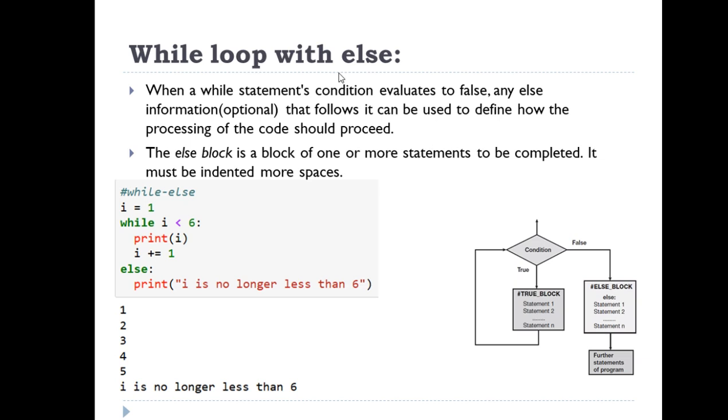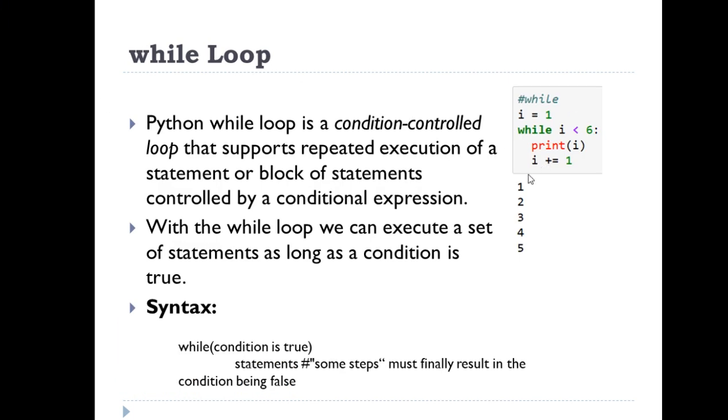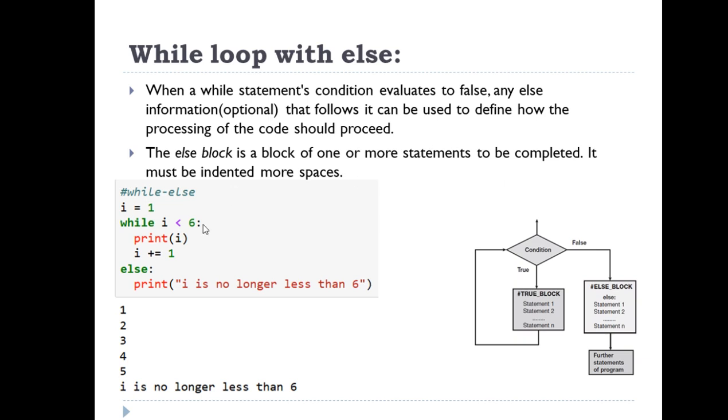The second one is while loop with else. It is just similar to the previous one, except that now you have an else condition here. So this is the syntax. The same program has been altered here. While i less than 6, until the i value is less than 6, it will go on printing 1, 2, 3, 4, 5. Once i becomes 6, these 2 statements would not be executed. It will come to the else part and print i is no longer less than 6. So this is the output.